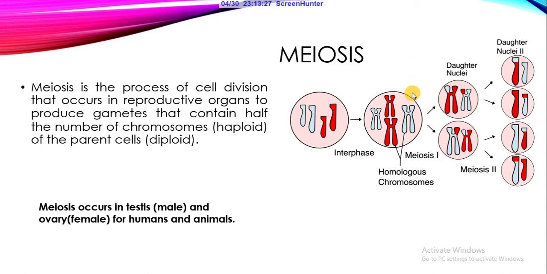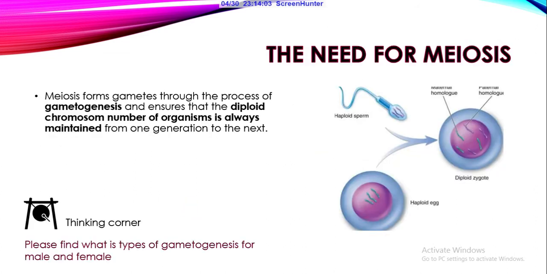So if you look at the diagram here, this is the parent. In the parent we have 4 chromosomes, for example. It will produce daughter cells that have 2 chromosomes, which is half of the chromosome number of the parent. So the parent we call diploid, while the daughter that has half the chromosome number we call haploid. And meiosis only occurs in reproductive organs. For both humans and animals, meiosis occurs in the testes of males and the ovary of females.